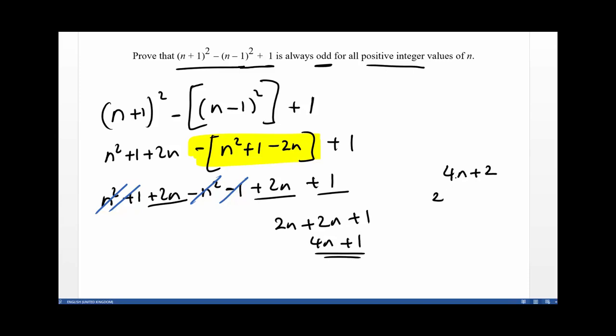So, how many 2's are in 4? There are 2. And how many 2's are in 2? There's 1. So I would know that therefore, when I multiply these together, I get an even number. This is not the case because we've got a 1 here, and 2 can't go into 1. It can only go into 4. Therefore, this is an odd number.